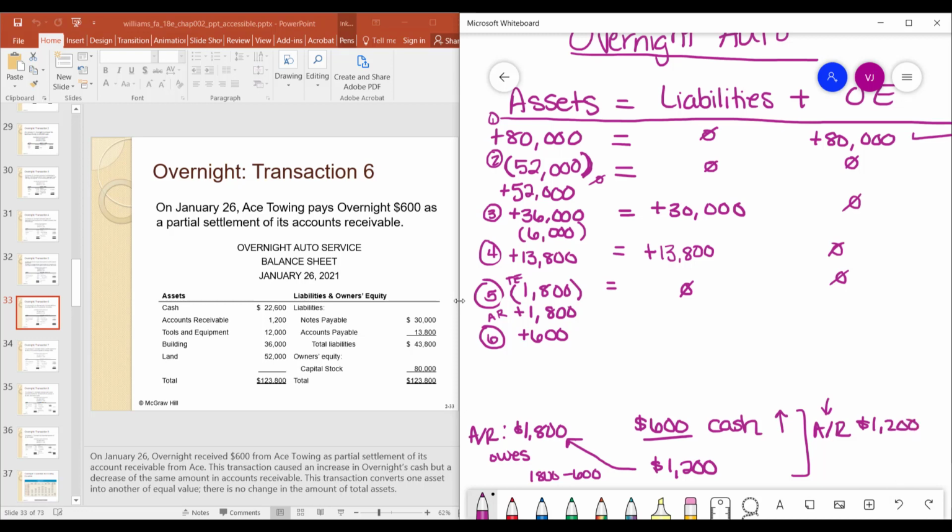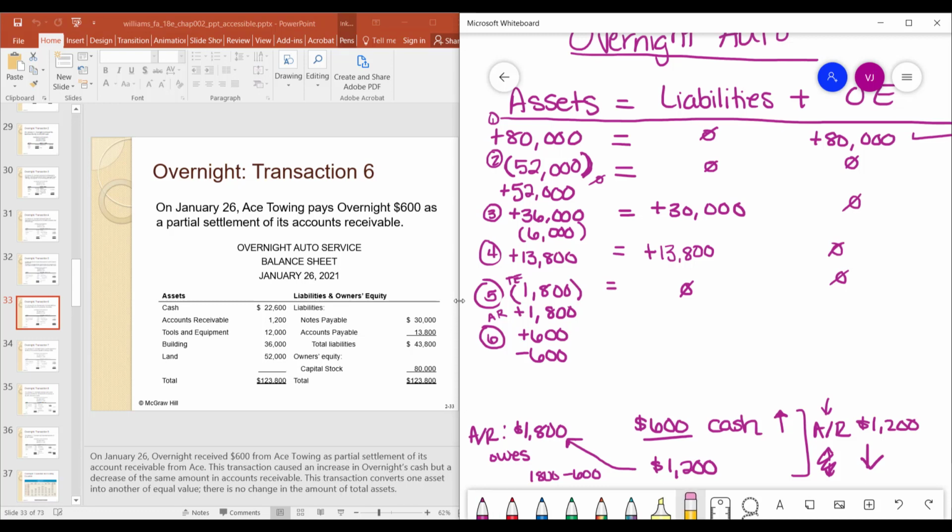Okay, so what happened to accounts receivable? Did it go up or did it go down? At the same time that cash went up, because I received cash, they owe me less now. So the balance in accounts receivable went from $1,800 to $1,200, so my accounts receivable account decreased by $600 at the same time.